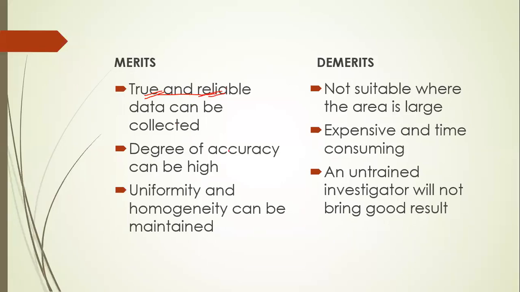Second one, degree of accuracy can be high. Here accuracy means the correctness of the data you are collecting. Here the correctness or the accuracy of the data will be high because the investigator personally visits the unit and collects the data. So obviously the data will be true, reliable, correct, and accurate.